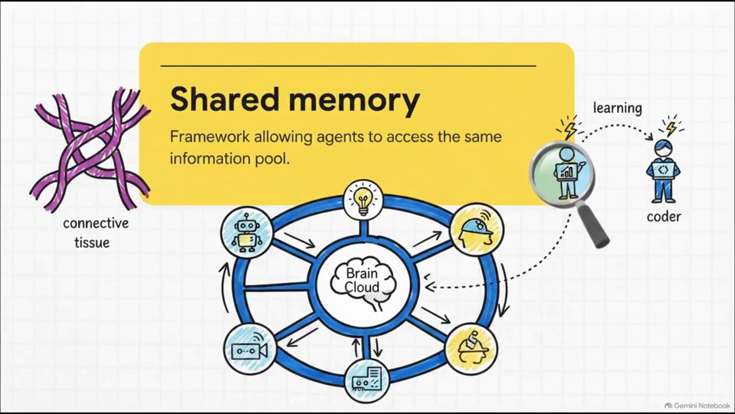And finally, we have shared memory. This is the collective framework that allows multiple agents to access the exact same information pool. This is where the multi-agent development really, truly shines. Because if Agent A learns a vital piece of information, Agent B needs to instantly know it, without having to relearn it from scratch. This shared pool is essentially the connective tissue of the whole team.